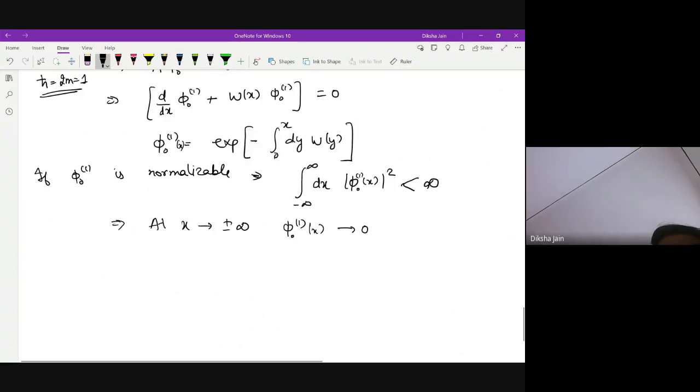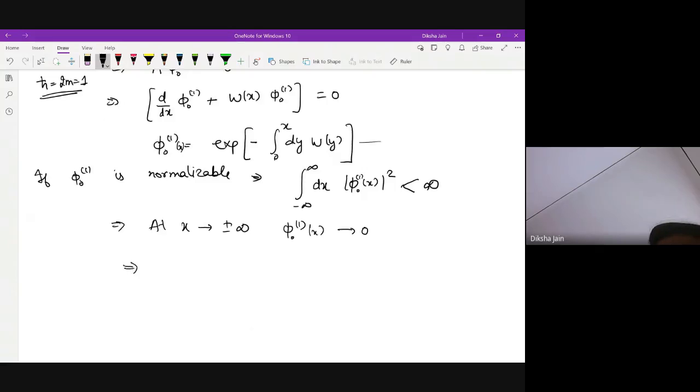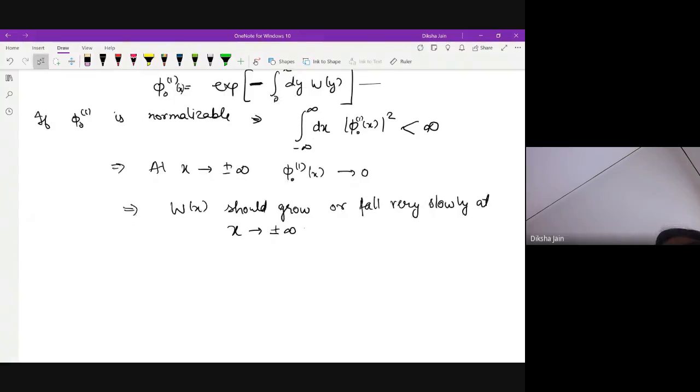And then if that is the case, this will imply that w of x, because phi naught is an exponential of minus the integral of w, there is a minus sign here, should grow. Because if it becomes infinity as x goes to infinity, then exponential of minus infinity is 0, so phi will go to 0. So w should either grow or stay constant or fall very slowly at x going to plus minus infinity. So you get a condition that w should be growing.